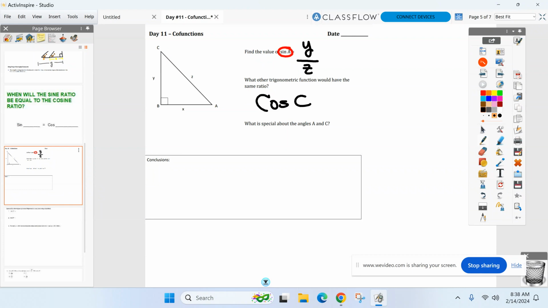So here's what everyone just told me. Sine of A is the same as cosine of C. That's what you guys just told me, right? The sine ratio for A is the same as the cosine ratio for C.